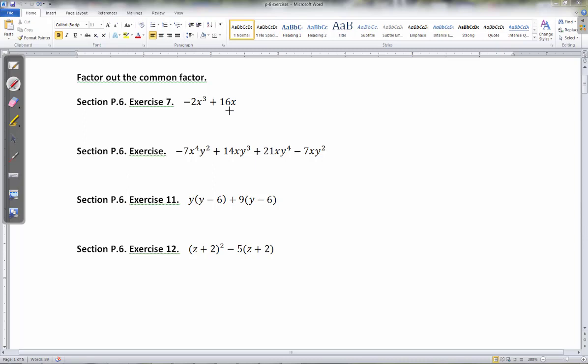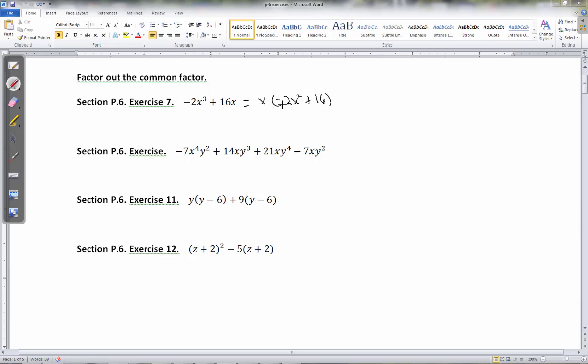So if you'll notice here, there's an x in both terms. So I will pull that out. This equals x times negative 2x squared plus 16. Now note, this is, as we've said before, the exact opposite of what we were doing at the end of P5. In P5, we were taking this x and distributing it through. Now, we're doing the opposite. We're pulling it out. Notice I have to divide it out of each term.